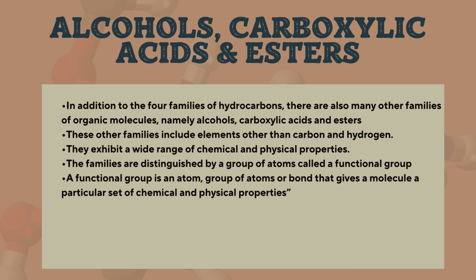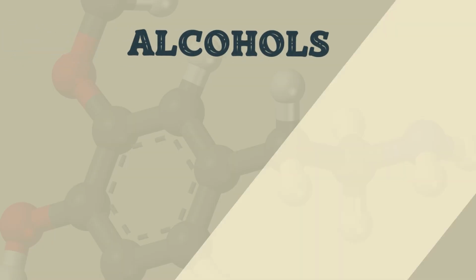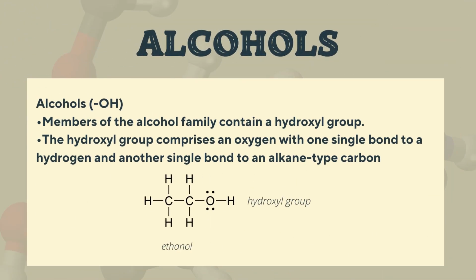Now, the families are distinguished by a group of atoms called the functional group. A functional group is an atom or a group of atoms that gives a molecule a particular set of chemical or physical properties. Now let's look at alcohols. An alcohol is an organic compound with a hydroxyl functional group, which is an OH group. Because OH is the functional group of all alcohols, we often represent alcohols by the general formula ROH, where R is an alkyl group.